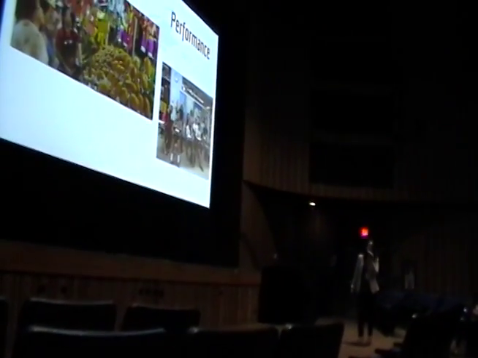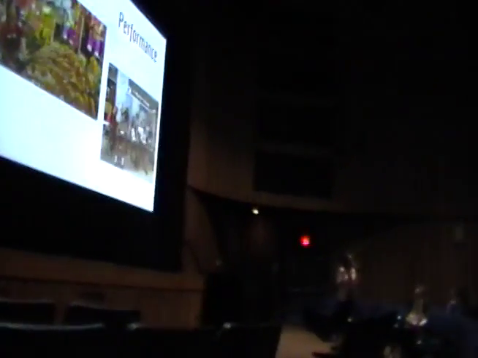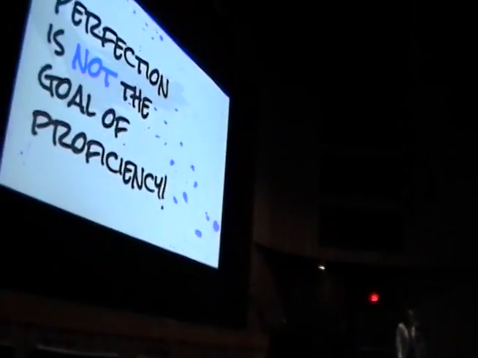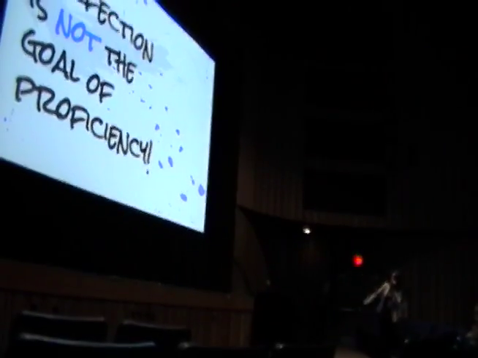Bring it back in 5, 4, 3, 2, 1. So as you described, these are obviously very different contexts. So we have to negotiate and navigate the two during our instruction. Perfection is not the goal of proficiency. Let's take a look.